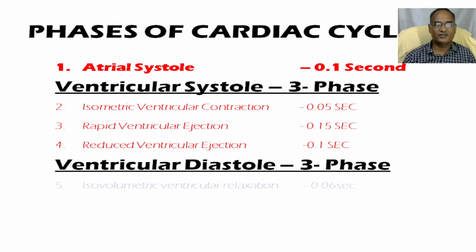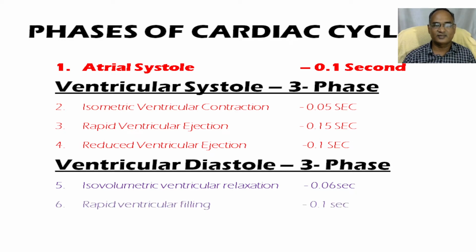Then comes ventricular diastole. After the fourth phase, there is isovolumetric ventricular relaxation. There is no change in volume, it remains the same, and pressure falls in the ventricle because it expands. The sixth phase is rapid ventricular filling. After relaxation of both the left and right ventricular chambers, your ventricle is filling by opening of the atrioventricular valves.